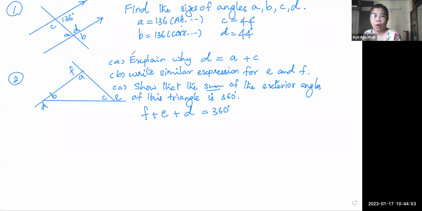Explain why D is equal to A plus D. This is the property of the exterior angle. Properties of the exterior angle: the exterior angle of a triangle is the sum of the two opposite interior angles.